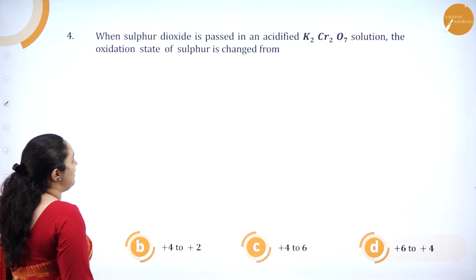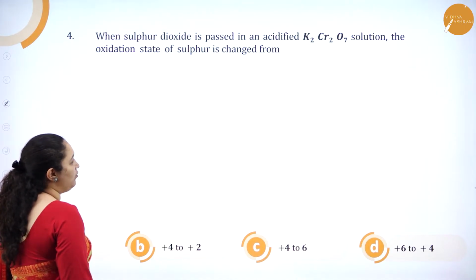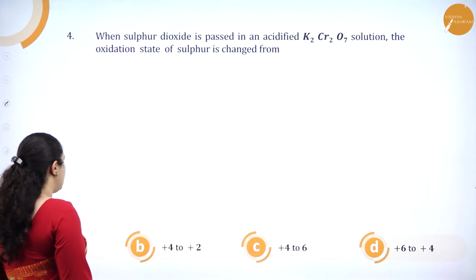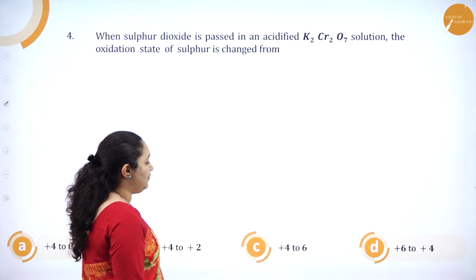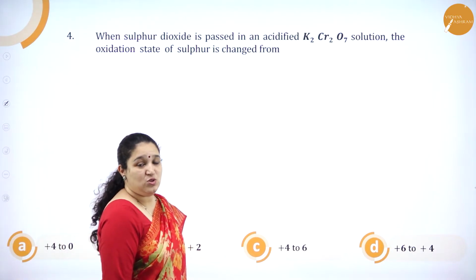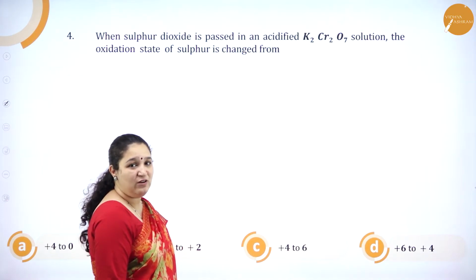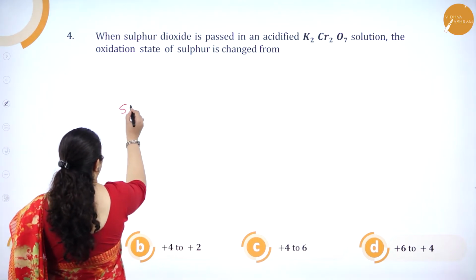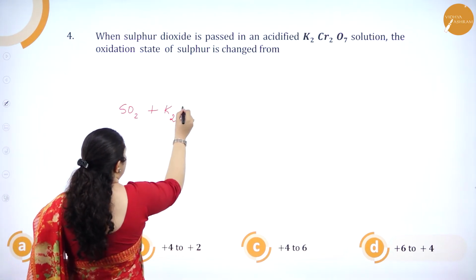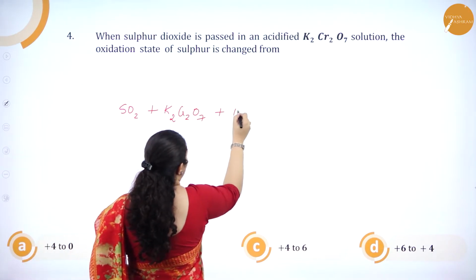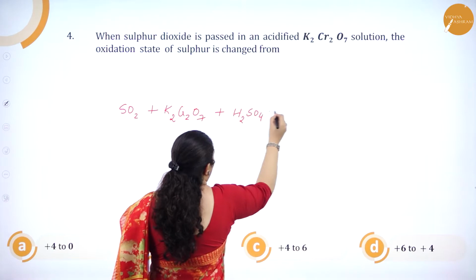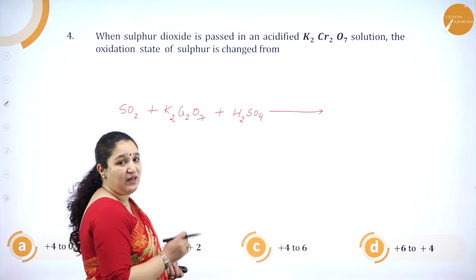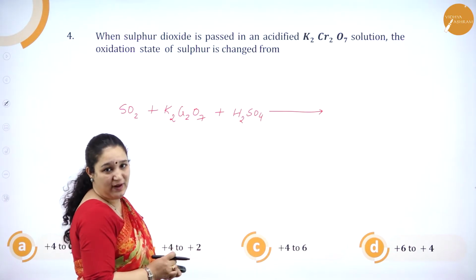When sulfur dioxide is passed in an acidified potassium dichromate solution, the oxidation state of sulfur is changed from +4 to 0, +4 to +2, +4 to +6, or +6 to +4. So we have to find out the oxidation number of sulfur. How is it changing during the reaction? So sulfur dioxide is passed through acidified potassium dichromate. So I'll take this as H2SO4. So what are the products formed here? Sulfur dioxide with potassium dichromate, which is acidified. That's why H2SO4 I have written.